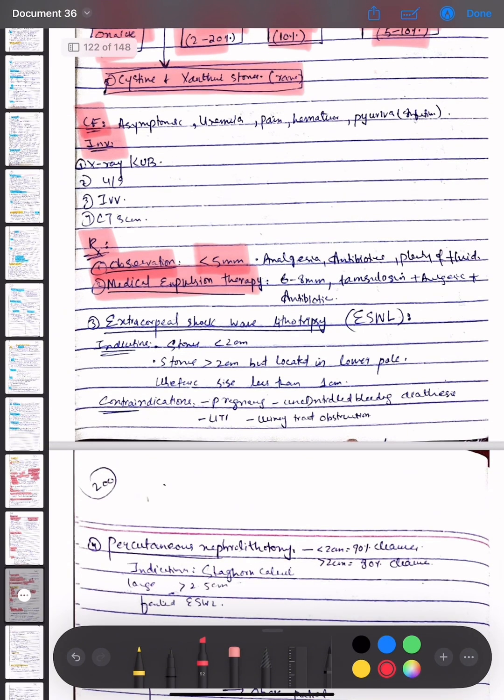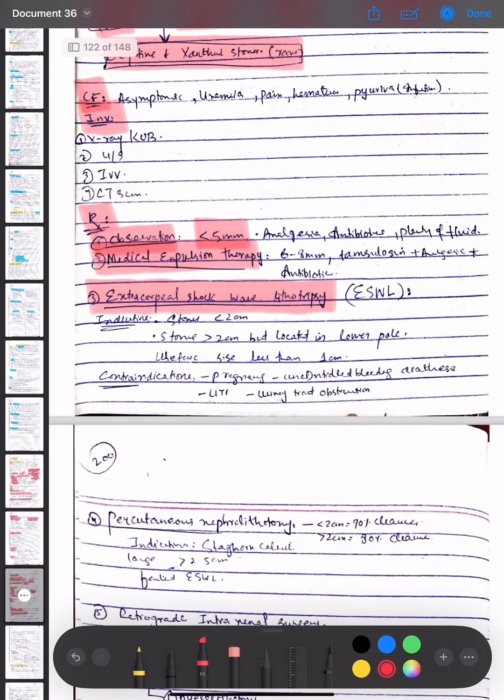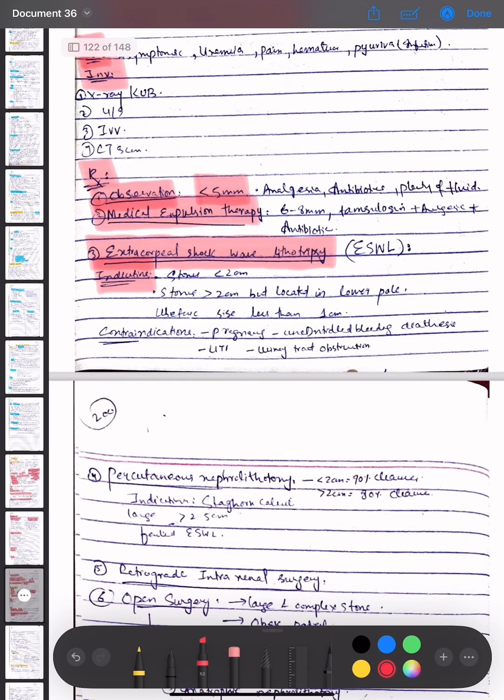Extracorporeal shockwave lithotripsy is done. The indications for extracorporeal shockwave lithotripsy are when the stones are less than 2 cm, when the stones are greater than 2 cm but located in the lower pole, or ureteric size is less than 1 centimeter. The contraindications are pregnancy, UTI, and urinary tract obstruction.